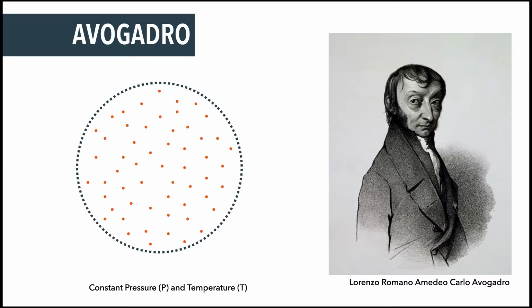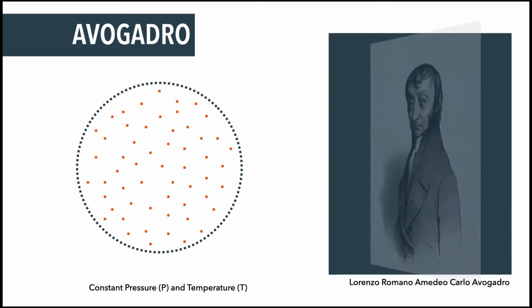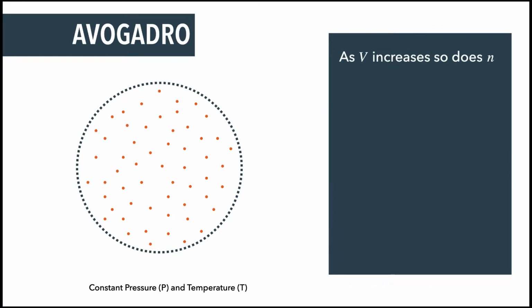Now wait, I thought we were talking about moles, but we are. Remember, the mole is related to the number of particles. They are directly related, meaning that as the number of moles increases, so does the number of particles. Therefore, as the volume increases, so does the number of moles and the number of particles. Crazy, right? Mathematically, this looks something like this. Of course, assuming that pressure and temperature are held constant.